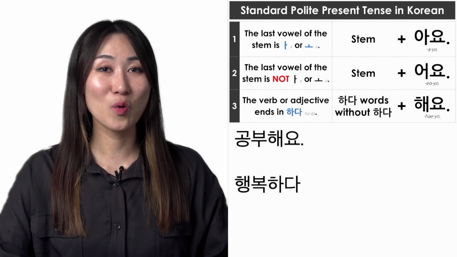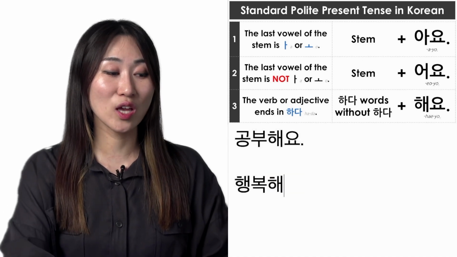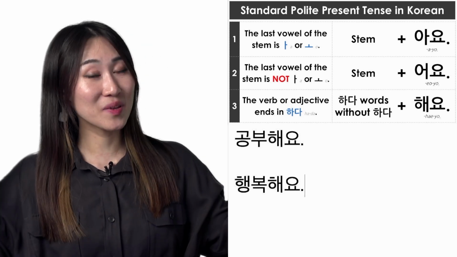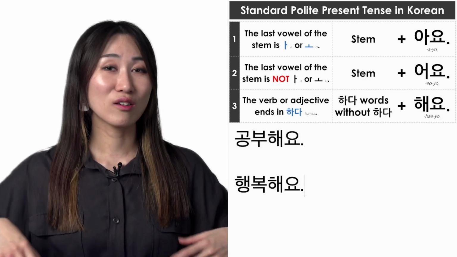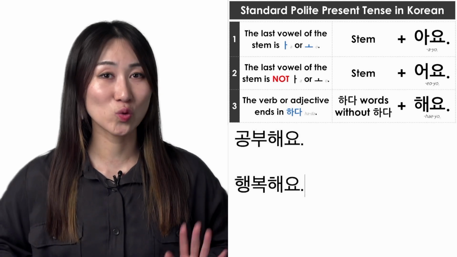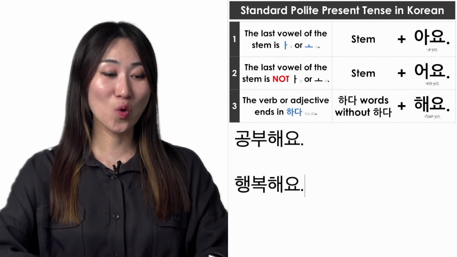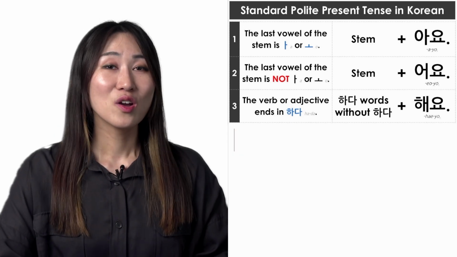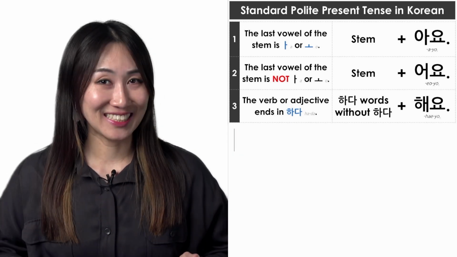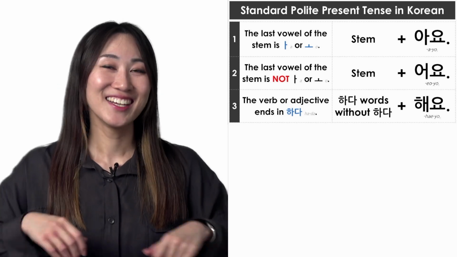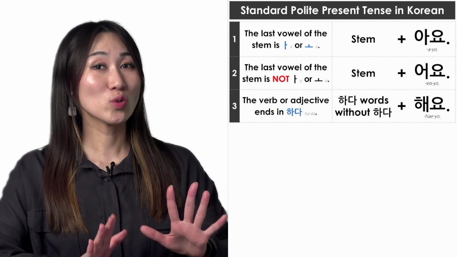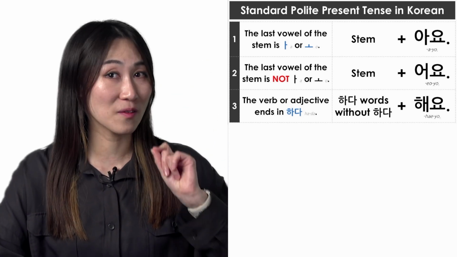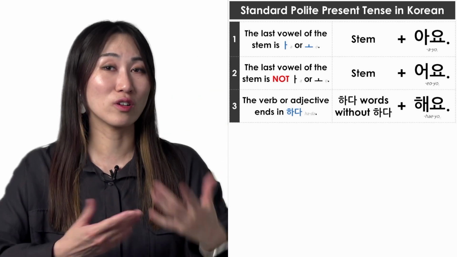행복하다. Replace 하다 with 해요. It means I'm happy, you are happy, they are happy, we are happy, she's happy, he's happy. So 행복해요. It's polite, so you can use it mostly safely. Not all the time actually, but mostly safely. So when you learn Korean, start from this standard politeness level, this yo form.